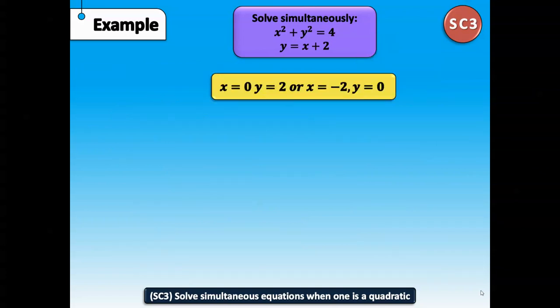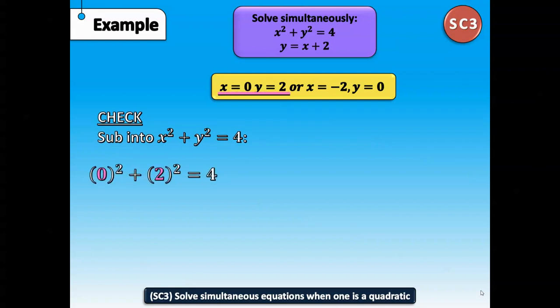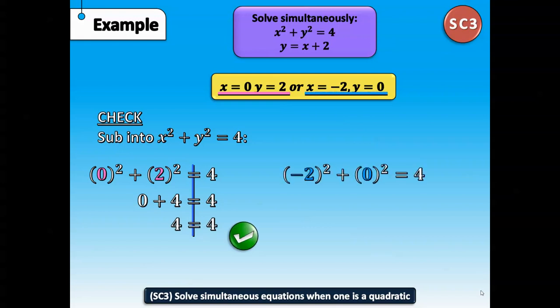I can check this by substituting both solutions into the first equation. So if x equals 0 and y equals 2, 0 plus 4 is 4, so I've got that one right. And if x equals minus 2 and y equals 0, 4 plus 0 is 4, so I've got that one right as well.